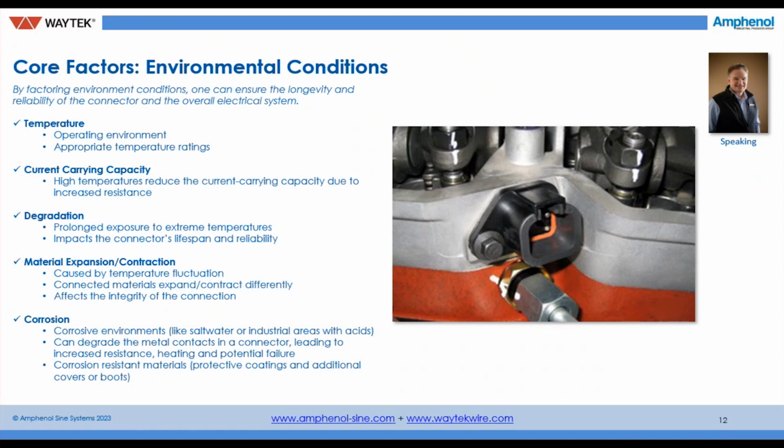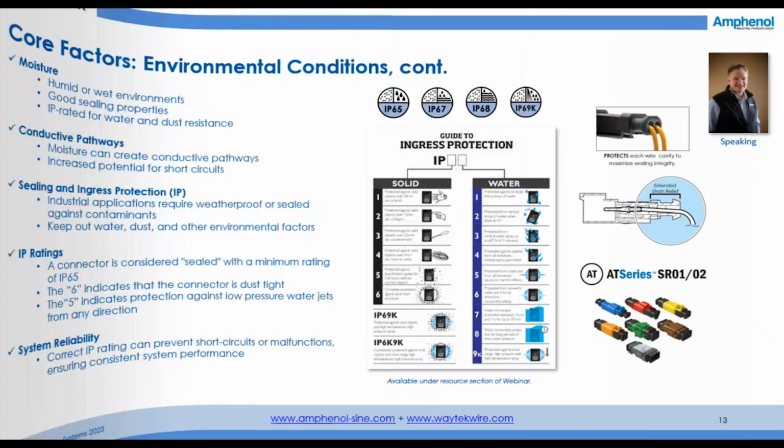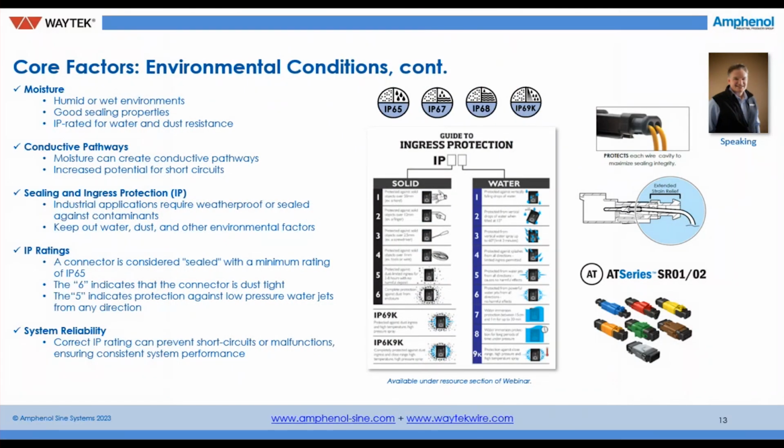Corrosion environments like saltwater, industrial areas with acids, they can degrade metal contacts over time. So sealing is absolutely critical. In the picture you can see here a seal in the bottom of that receptacle. That's going to complement that plug when it's introduced. On the back of that flange, as it mates into that manifold, there's another seal as well. So IP from a water, from a dust standpoint, chemical, everything that you see in that connector, from the seal to the thermoplastics, are rated for that particular environment. So critical. Continuing on, the core factors: environmental conditions, moisture, conductive pathways, sealing and ingress, IP ratings, system reliability.